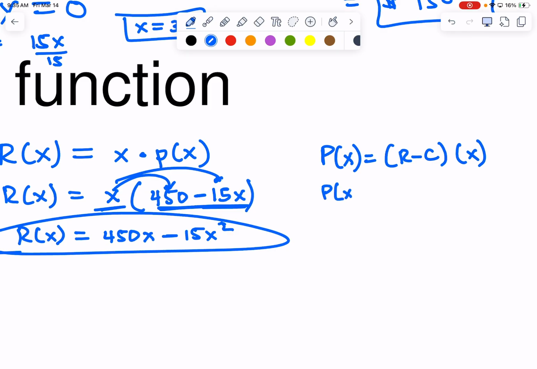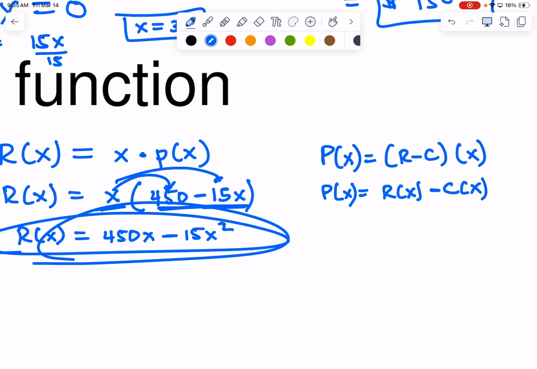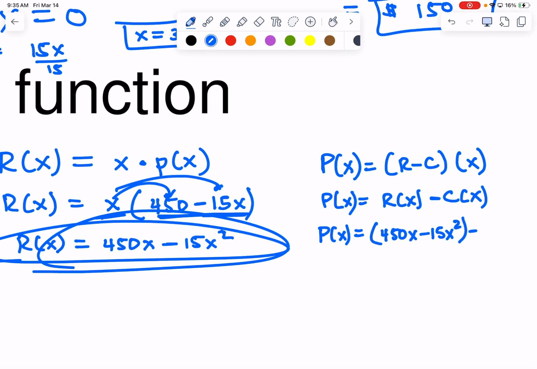Okay, P of X. So I'm going to go revenue minus cost. Do we have the revenue equation? Yeah. Do you see why you needed to get that first? So we needed to actually calculate what the revenue equation is. So P of X is going to be equal to the revenue equation, which is 450X minus 15X squared, minus the cost equation. What was the cost equation? 100X plus 2,000. Barely had enough room there. Let's see, can I get this moved?